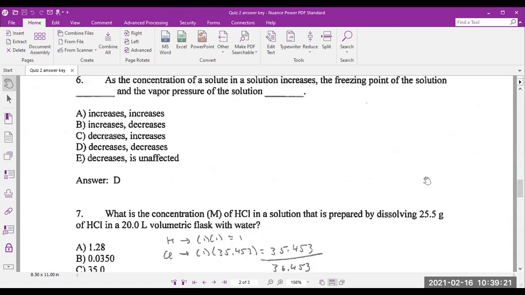Number 6, as the concentration of a solute in a solution increases, the freezing point of the solution decreases and the vapor pressure of the solution decreases. So for these two colligative properties, as we get more solute particles in the solution, both the freezing point and the vapor pressure go down.